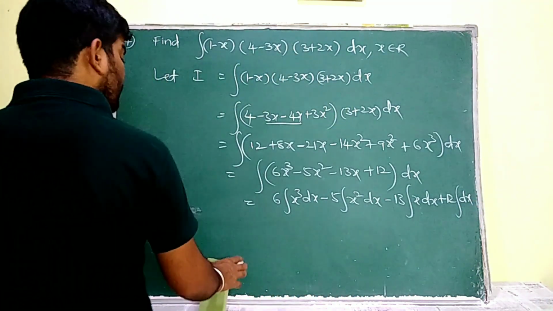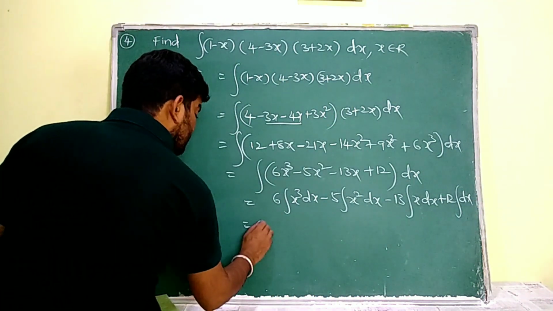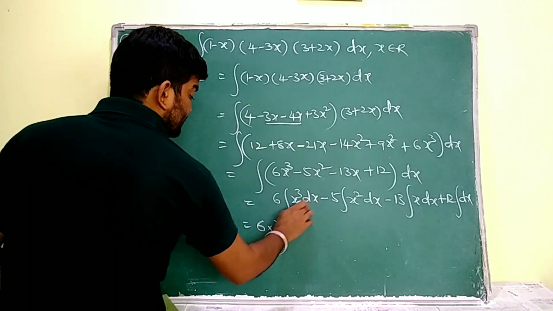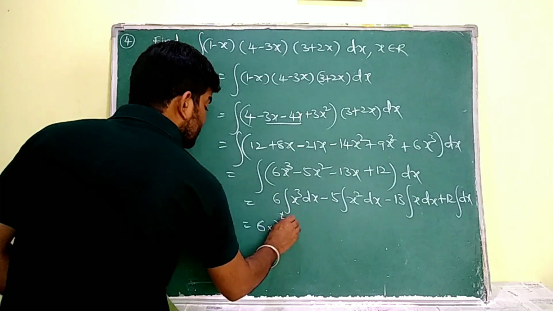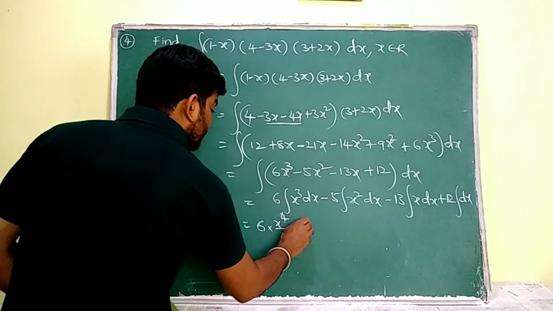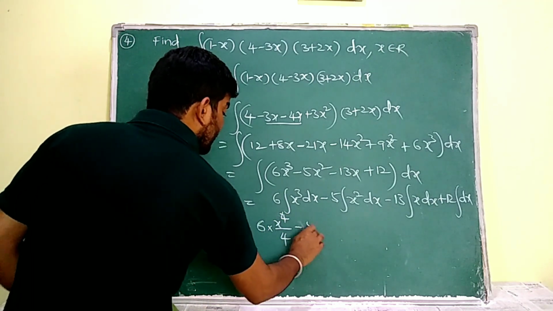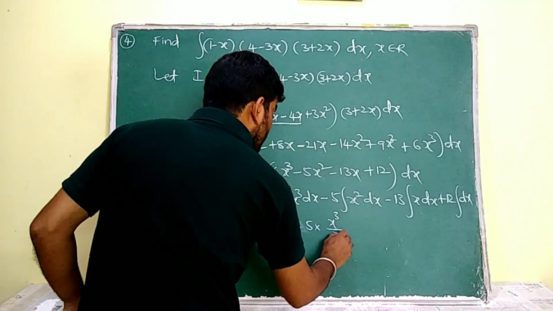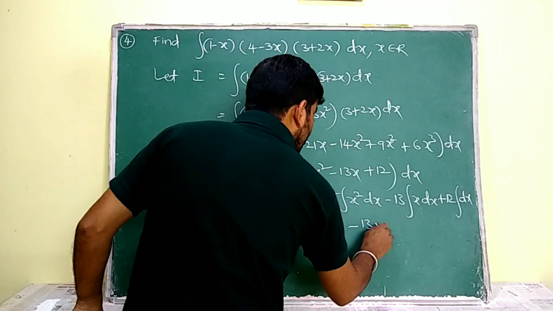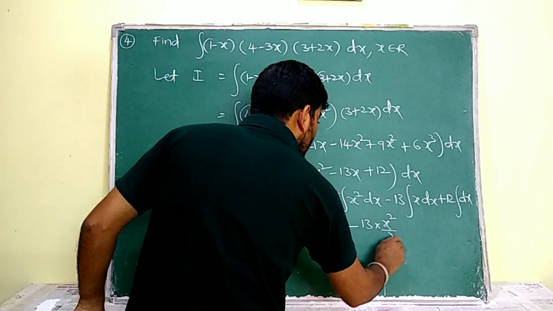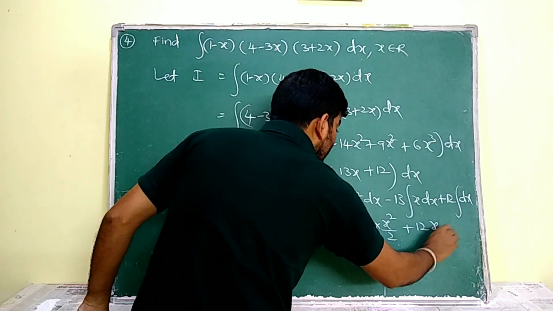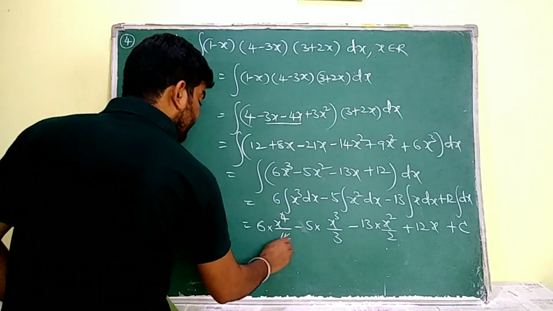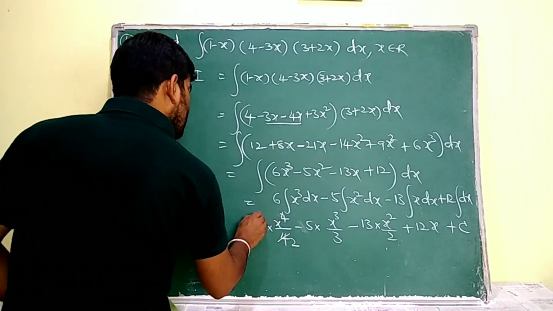Okay, now I am going to write its values. So 6 into integral x power of n dx. So x power of n plus 1 means x to the 4 by 4, minus 5 into integral x square dx means x cube by 3, minus 13 into x square by 2, plus 12 into x plus c. This is our answer. Simplify if any values are going to be simplified.